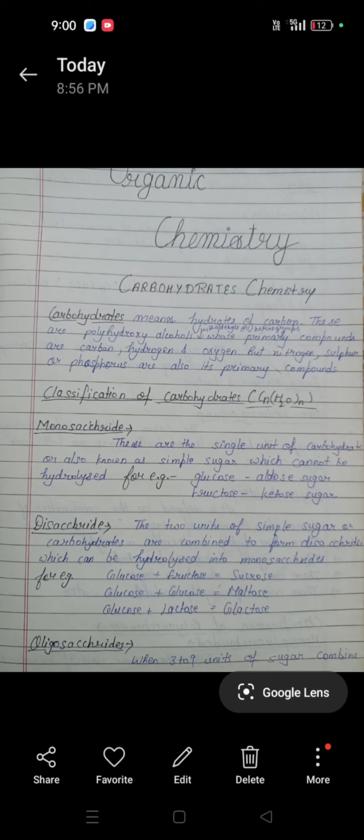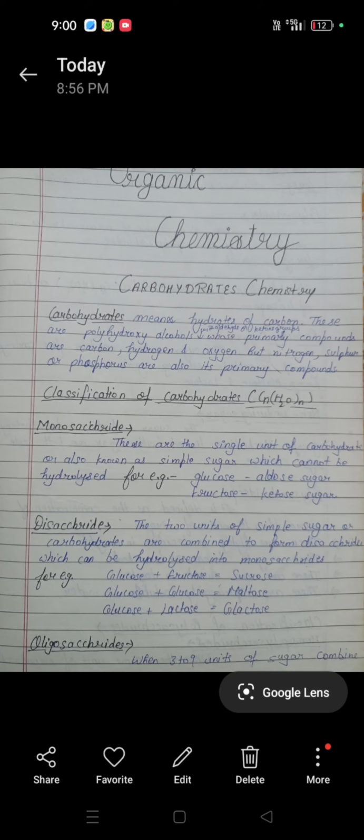These are two units of simple sugar combined to form disaccharides, which can be hydrolyzed into monosaccharides. For example, glucose plus fructose, when they combine, make sucrose. When glucose combines with glucose it forms maltose. When glucose combines with galactose it forms lactose.